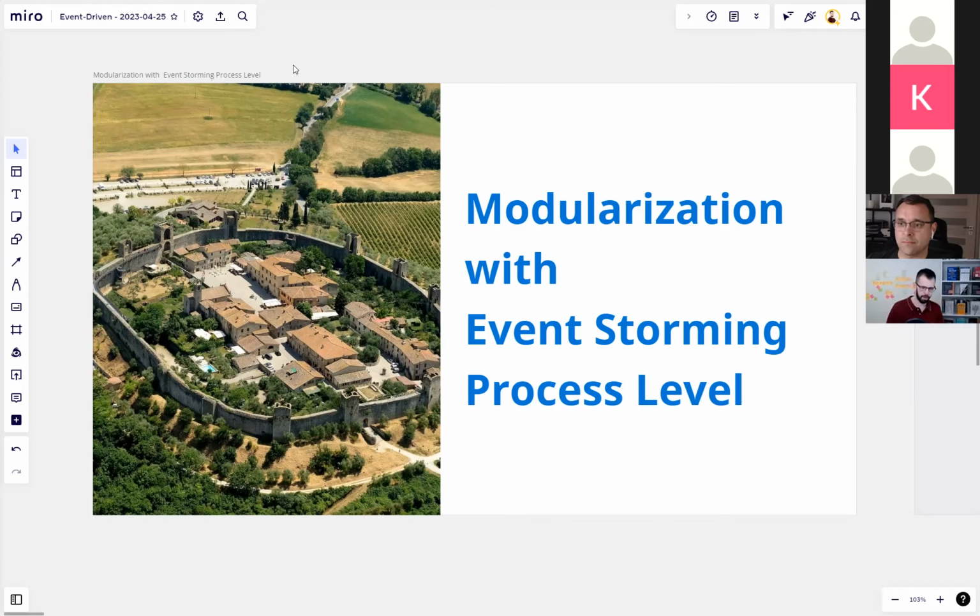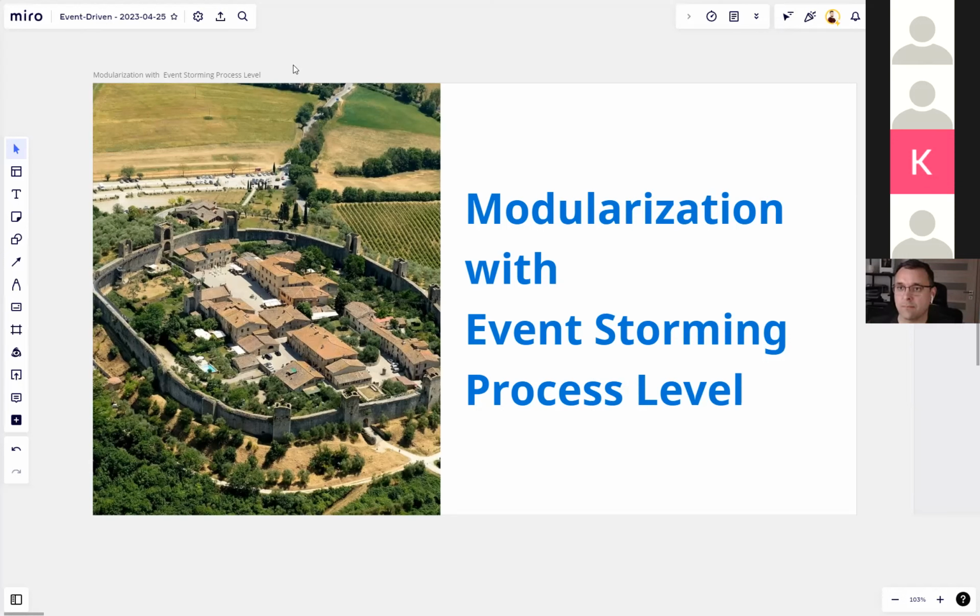So hello everybody. Welcome to this semi-workshop, the interactive workshop called modularization with event storming process level. I'd like to show you the different modularization techniques and heuristics that you can use to split your solution into smaller, more cohesive parts without adding too much coupling into your system.